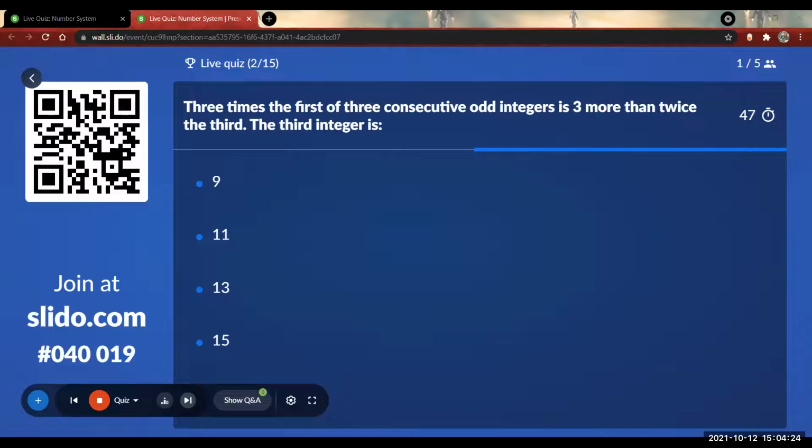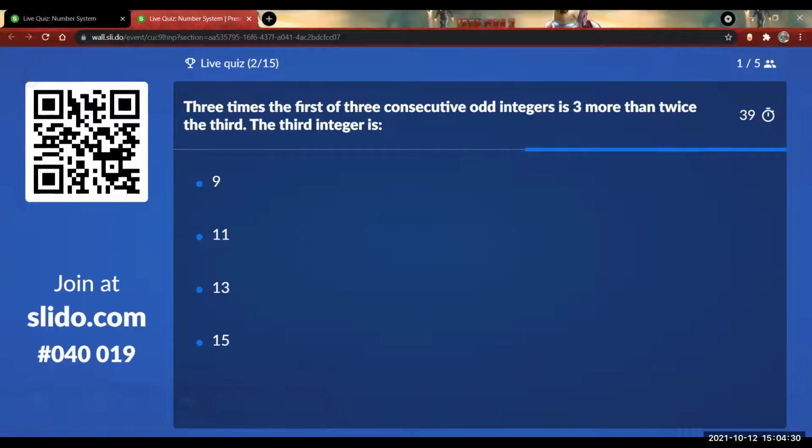So, yes, see, 3 times the first of 3 consecutive odd integers is 3 more than twice the third. So what you'll have to do is multiply 3 times the first of 3 consecutive odd integers. I hope you're getting it. It's not saying the first 3, but any consecutive 3.